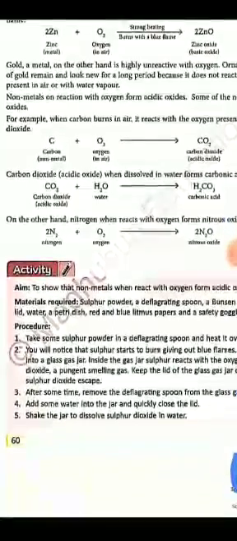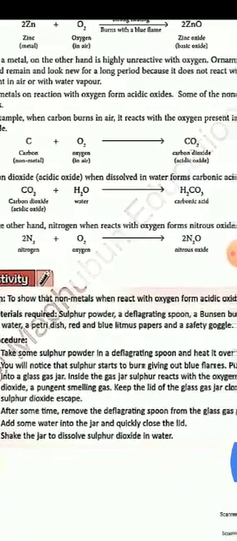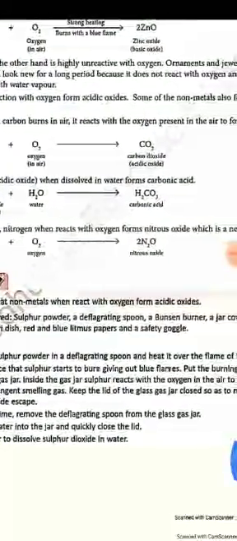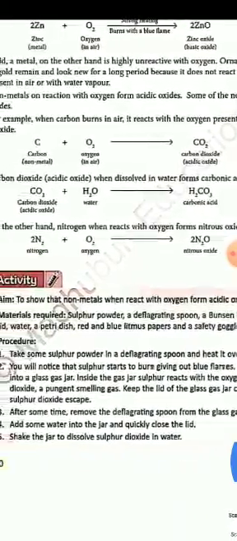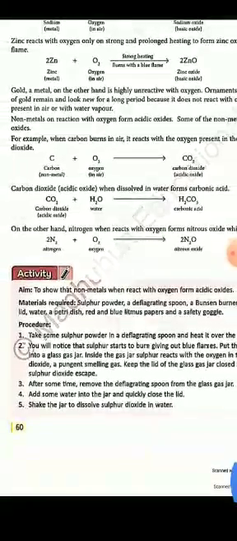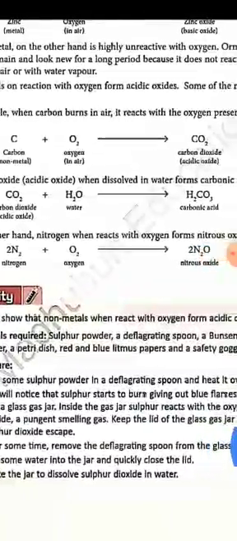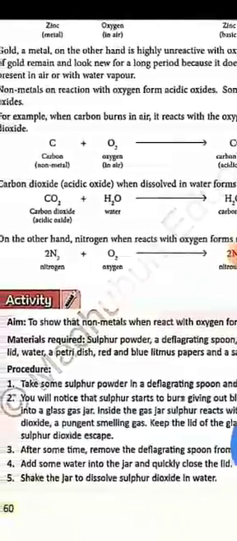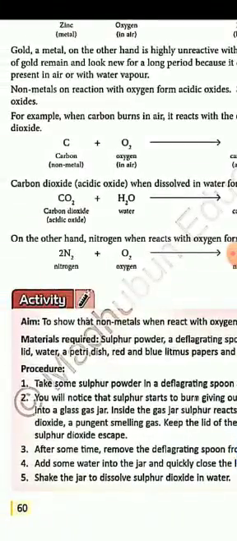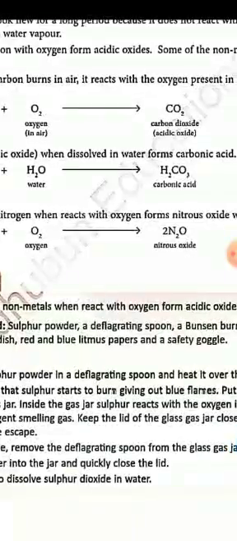Now, nonmetals. What happens when nonmetals react with oxygen? Nonmetals react with oxygen and give their oxides. Nonmetallic oxides are acidic in nature. For example, when carbon reacts with oxygen, it gives carbon dioxide, which is an acidic oxide. Same as nitrogen, when it reacts with oxygen, it gives nitrous oxide.